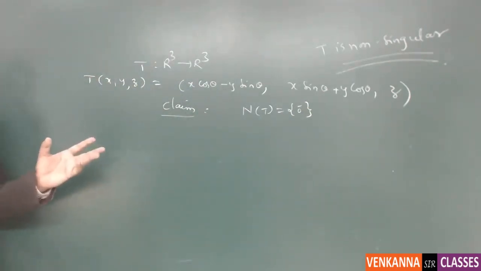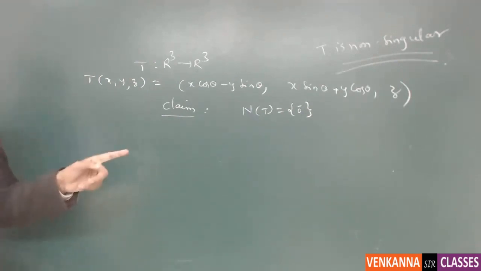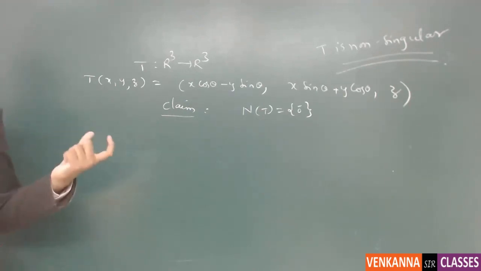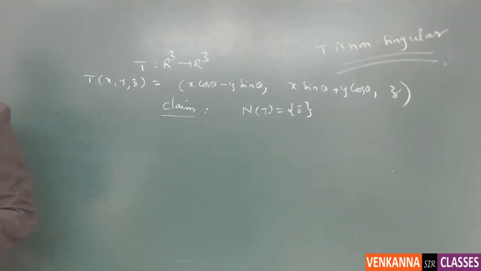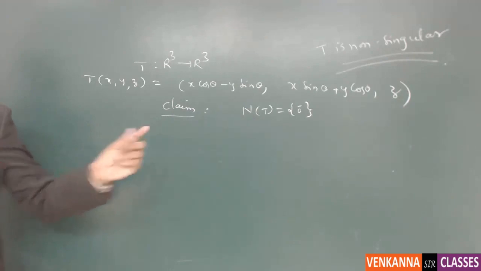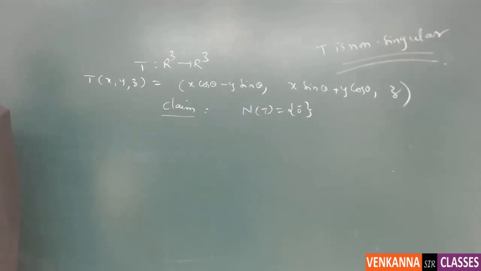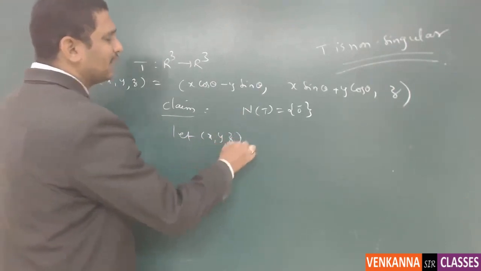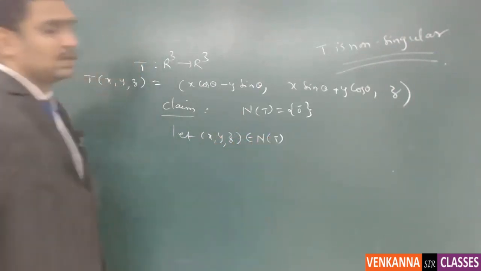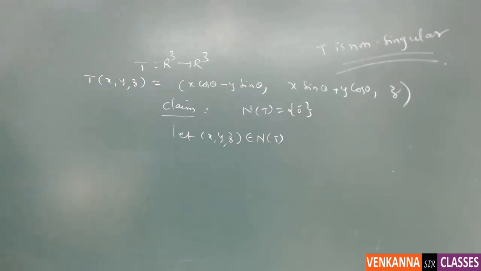I am saying that whatever vector I take in N of T, it is becoming 0. That means whatever x, y, z value I take in N of T, (x, y, z) is becoming the 0 vector. Then N of T is nothing but the singleton {0}. Accepted? Yes or no? So I will take a random (x, y, z) in N of T. If I prove that (x, y, z) becomes 0, then I am done.